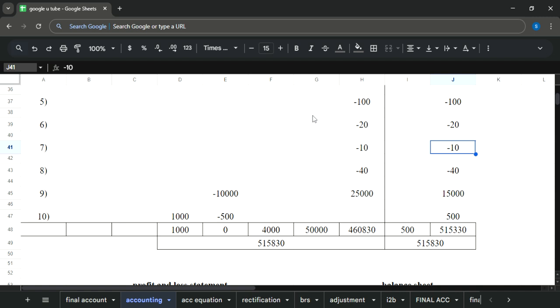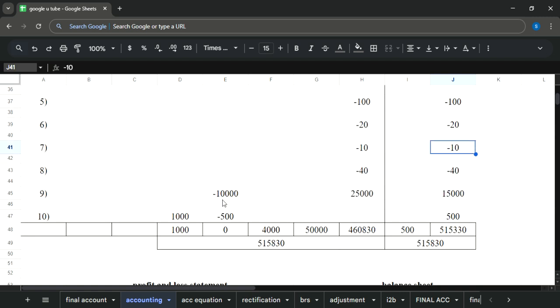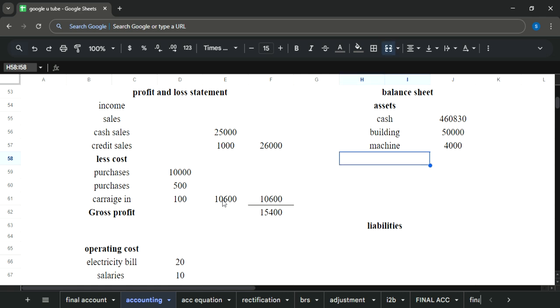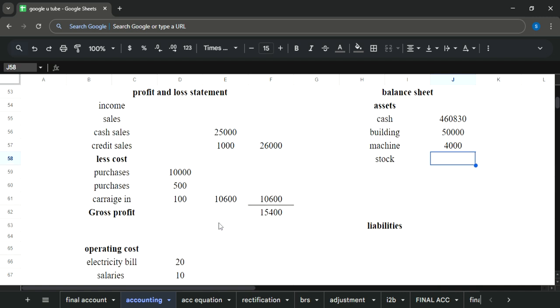You are humbly requested to please see how we have arranged these assets. Then another asset was goods. This is called stock. With a little difference, you will write stock, but all of the commodities we have sold, it means no stock is available. You will write that over here.